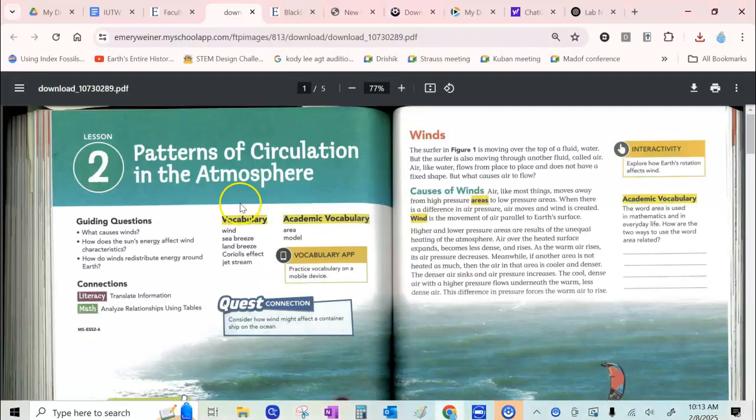Hello, this is a recording of Unit 5, Lesson 2, Patterns of Circulation in the Atmosphere.